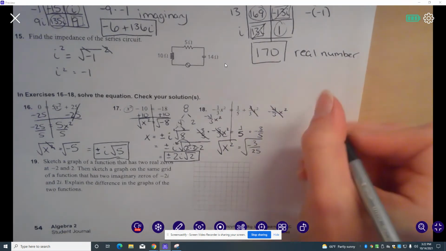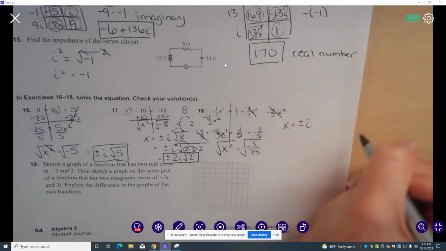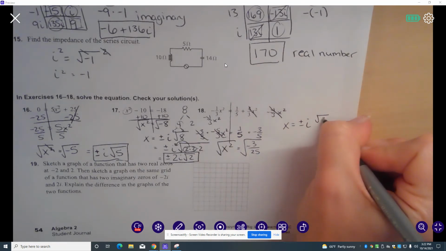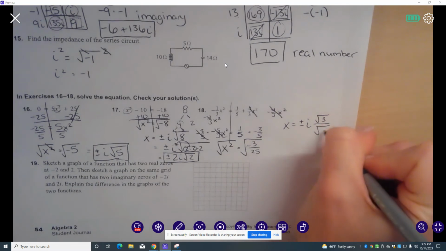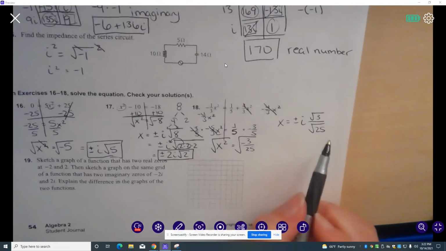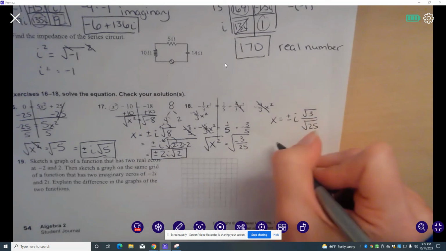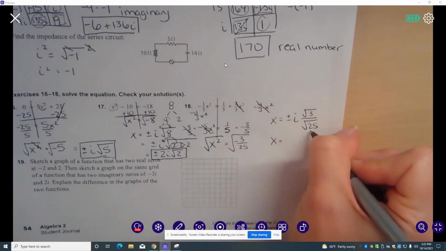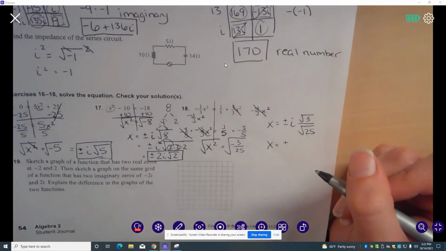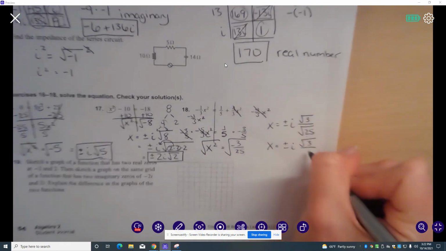I have a negative number underneath, so I'm going to go ahead and pull out that i. I'm going to get plus or minus i. And then remember, taking the square root of 3 over 25 is the same thing as taking the square root of 3 over the square root of 25. And so the square root of 3 is as simplified as I can go, but I can take the square root of 25. Right? The square root of 25 is 5. And so I'm going to go ahead and rewrite that as the square root of 3 over 5.